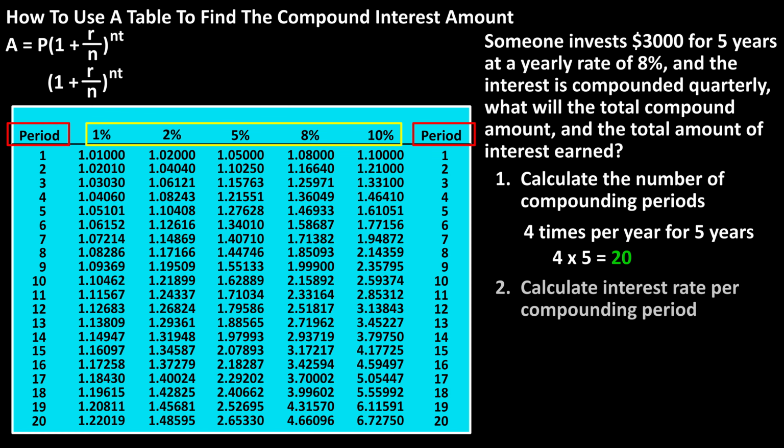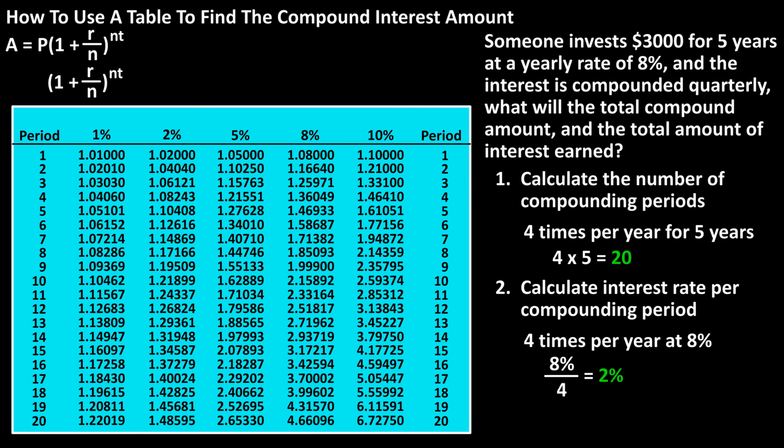Next, we need to calculate the interest rate per compounding period. So 8% yearly interest rate, compounded quarterly, 4 times per year. We need to divide 8% by 4 to find the interest rate per compounding period, which equals 2%.